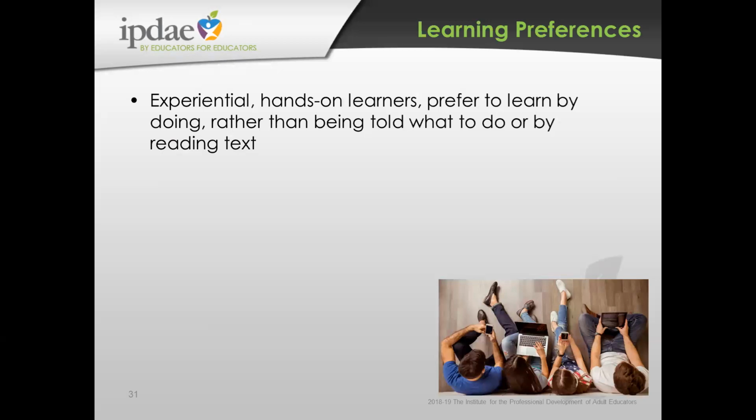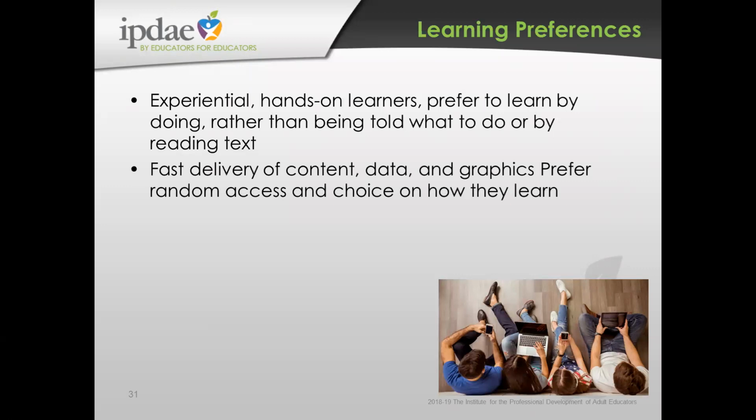They are not strong auditory learners. They learn 38% by seeing, and 51% by doing. So they are a much more hands-on generation than we've seen. You've said it before, they like fast delivery of content. They prefer random access and choice.